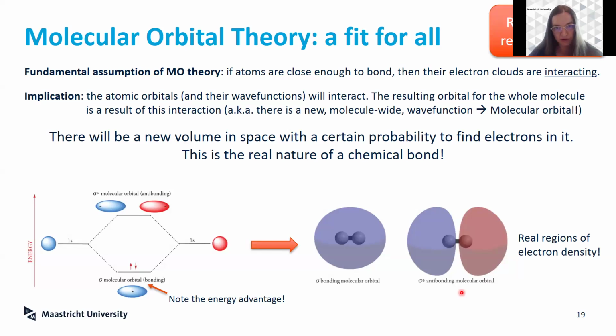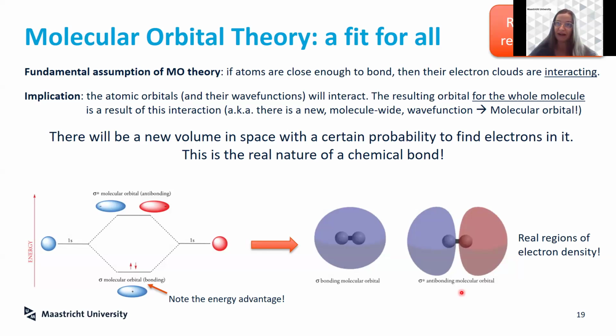This is something that you've already seen in more intro chemistry courses, so this can use some revision, but we are going to go through how to do molecular orbitals. So why is the molecular orbital theory the one that fits all? Because the fundamental assumption is if you are close enough to bond, your electron clouds are interacting, which is intuitive. You just brought the two of them together. You say that they will bond, so they will share electrons in some way. The electron clouds must be interacting.